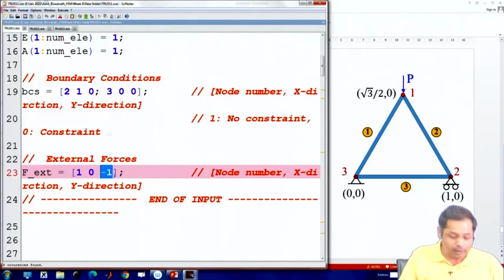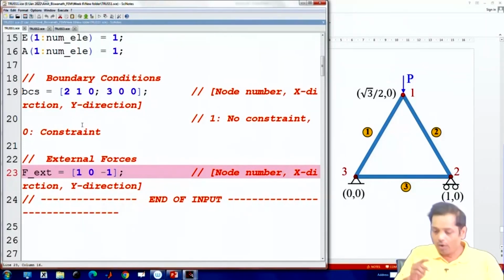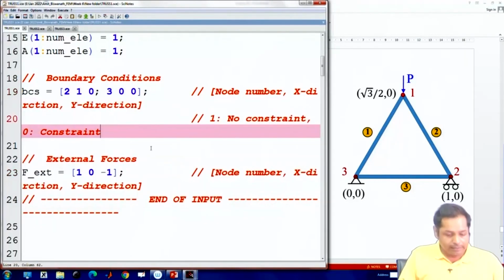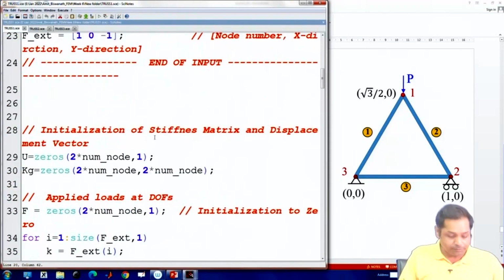Okay. Now, this is the external force. All the input, all the information about the problem, is now given: all the coordinates, connectivity, the properties of each member, the load, the boundary conditions. All information is given, and that is the end of input.